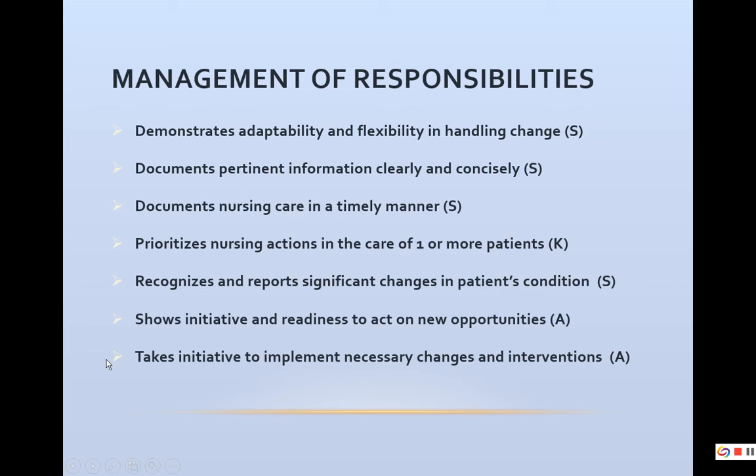Management of responsibilities. One of the things that I think you are in a position to see very clearly is showing initiative and readiness to act on new opportunities. And that is one of the characteristics in their clinical evaluation that you can evaluate on a 1 to 4 level. Initially, many times students are reluctant to step in, they're unsure. And that might happen once, but we can't let it continue to happen. We want to see them take some initiative. We want to see them feel ready to act in a new situation.